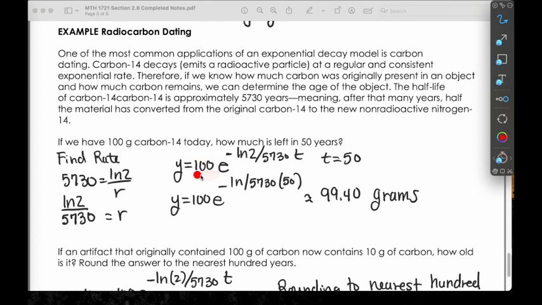So the problem tells us we start off with 100 grams. So that's our initial value that we put here. Here's our rate that we put in as a negative value, and here's our t. It wants to know how much is left in 50 years. So we're going to put in 50 years for our t and see what's left. When we do that, we get 99.40 grams.